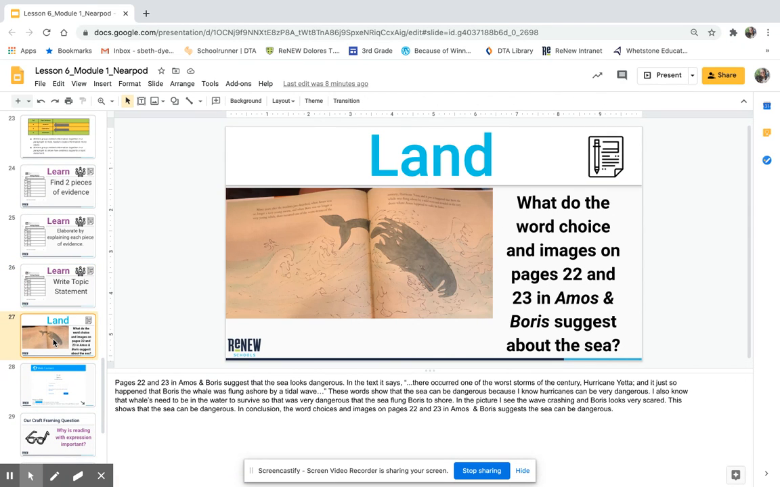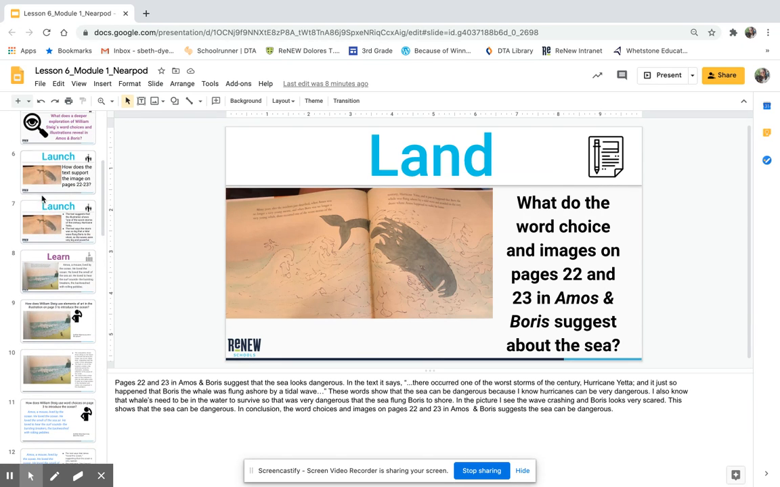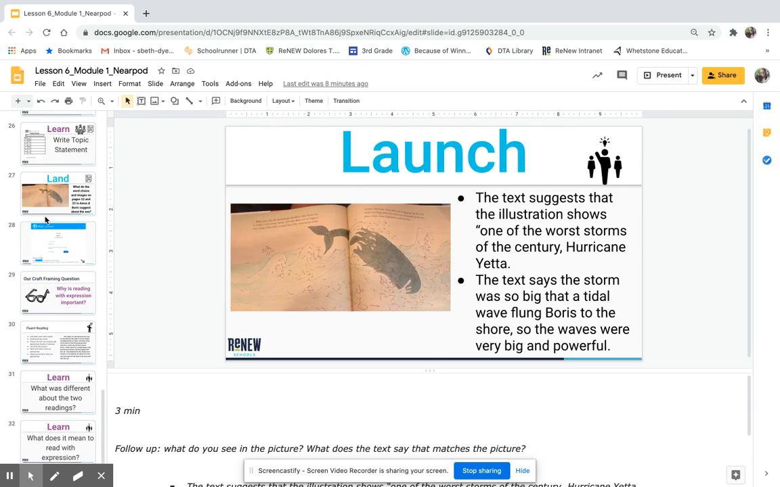Then I also assigned your land. Remember, your land says, what do the word choices and images on page 22 and 23 in Amos and Boris suggest about the sea? Remember at the start of class, I told you your launch would help you answer that question.